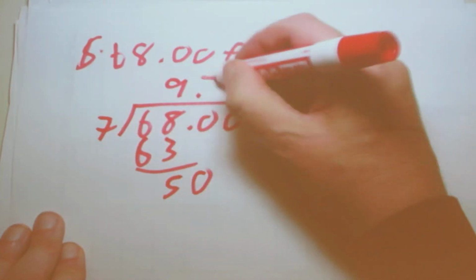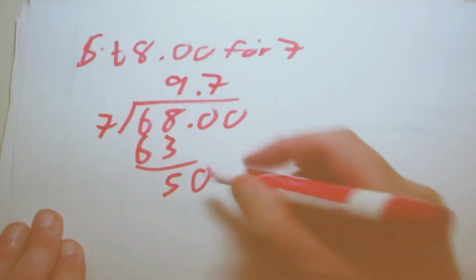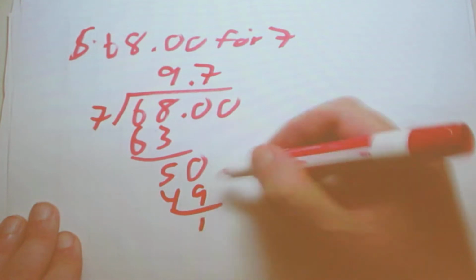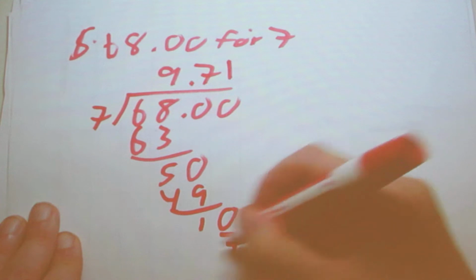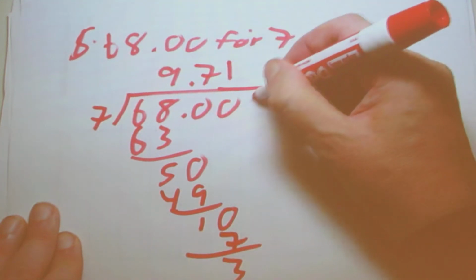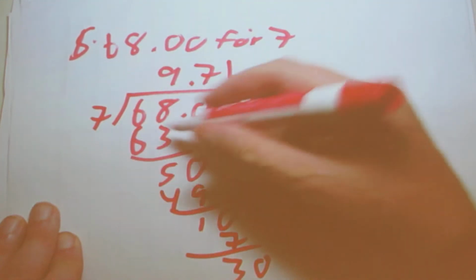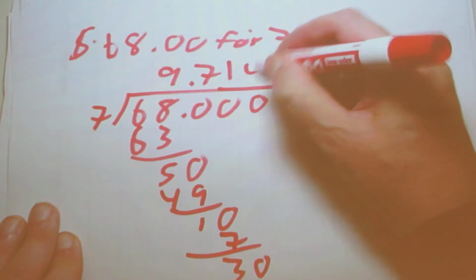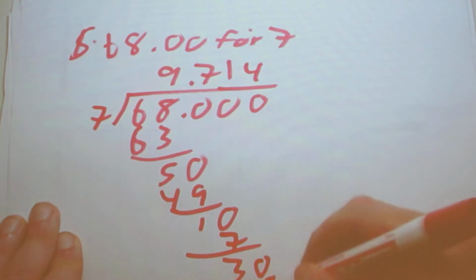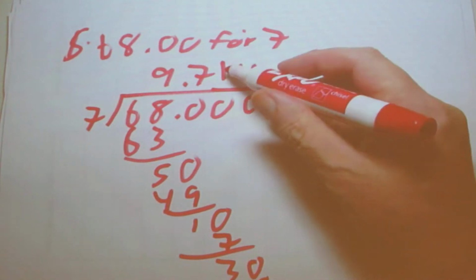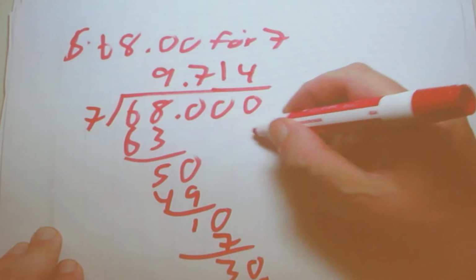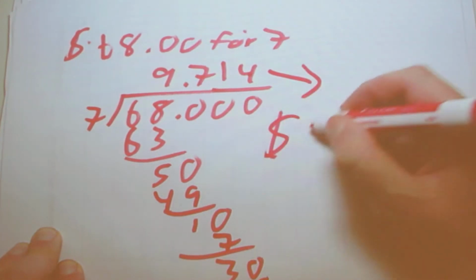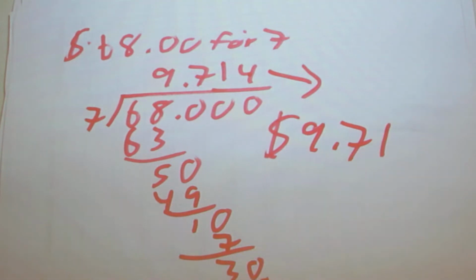7 goes into 50 7 times. 7 times 7 is 49. Bring the 0 down. We have a 10. It goes in 1 time. 7. We have a 3 left over. So we need to add a 0. 7 will go into 30 4 times, and we're going to get a 2 remainder. That's as far as we need to go because we just need to round to the nearest cent. Since 2 is smaller than 5, our answer is going to be $9.71.